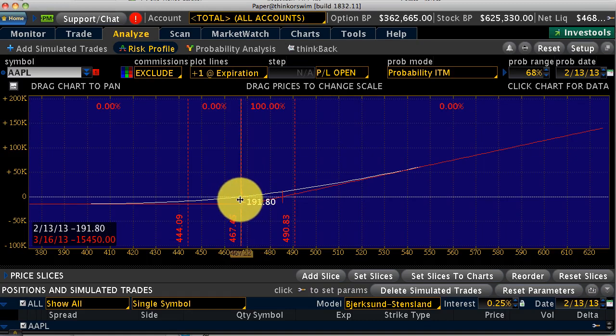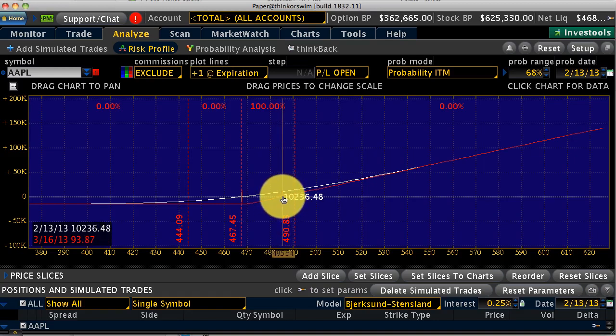But today, if Apple made a move up to 475, even though we've not reached our break even, bear in mind our break even is at 485.